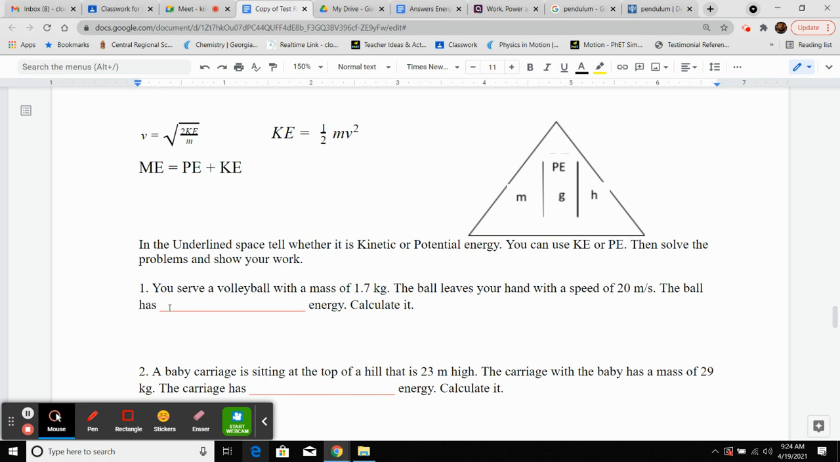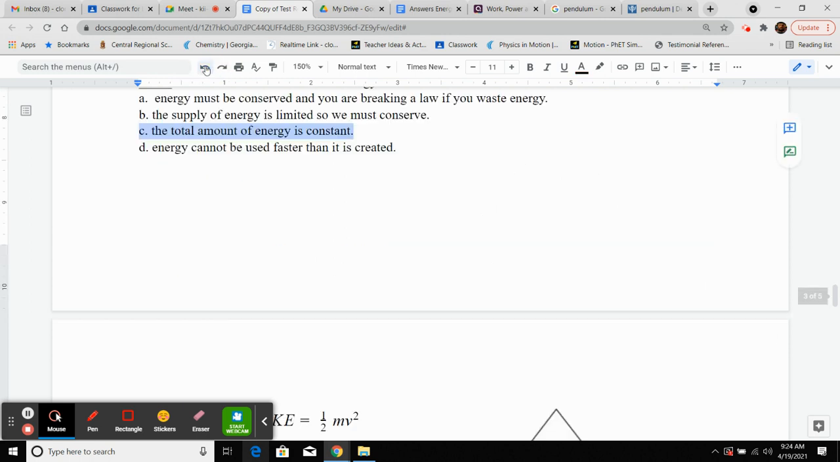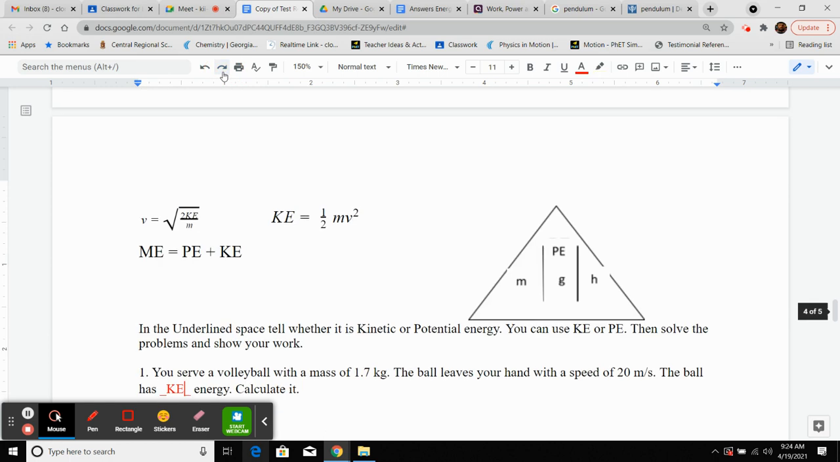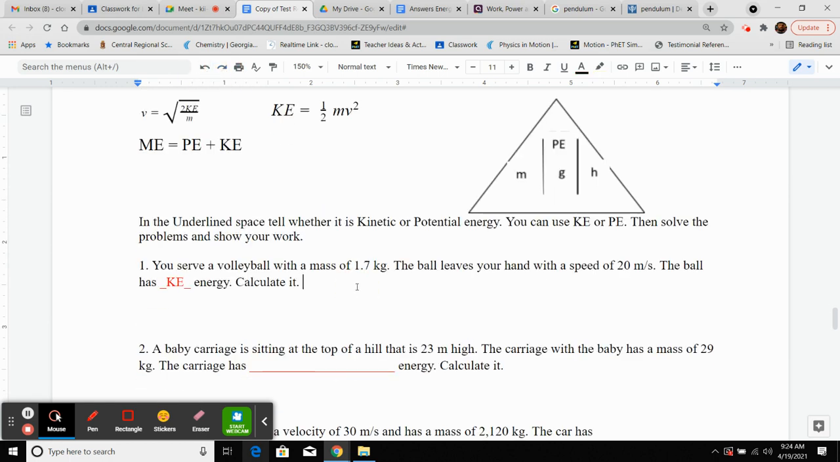So if you serve a volleyball and it's got a mass of 1.7 kilograms, the ball leaves your hand with a certain speed. What kind of energy are we looking at? Kinetic. Kinetic energy, KE. Now you've got to calculate it. Okay, so now we have to calculate it.